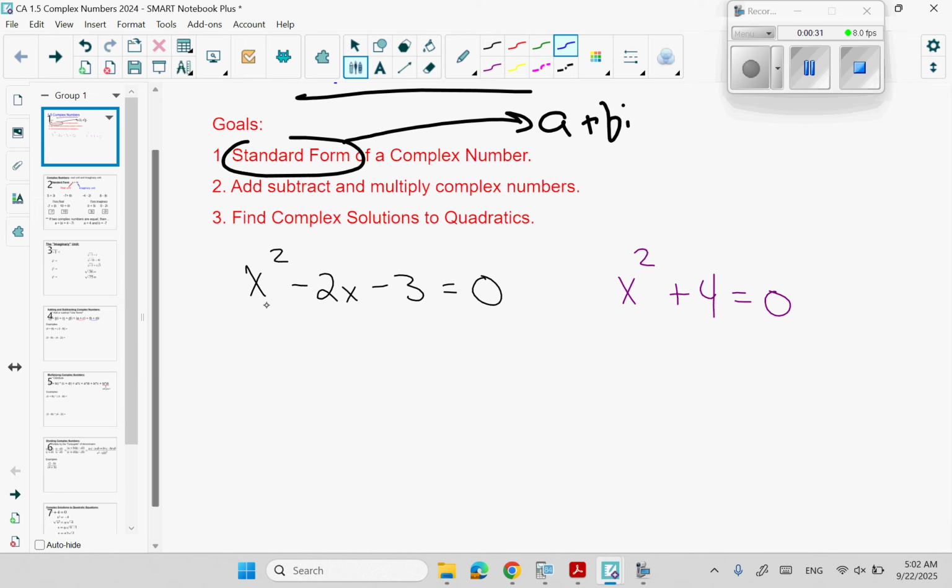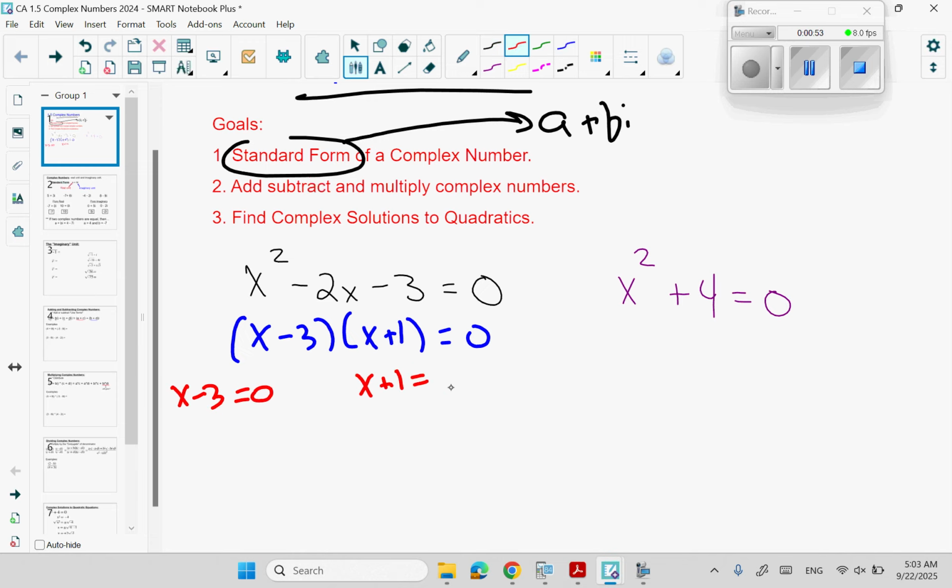Now, if I had a quadratic like this, x squared minus 2x minus 3, we'd probably want to solve by factoring. Well, what multiplies to negative 3 and adds to negative 2? That'd be negative 3 and positive 1. And then we can use the zero product property, setting each of those parenthetical expressions equal to 0. Therefore, we would get solutions of 3 and negative 1.